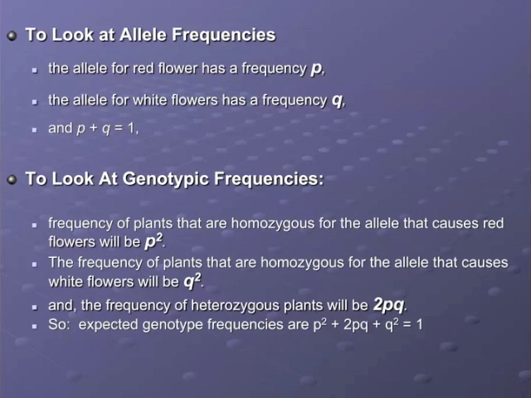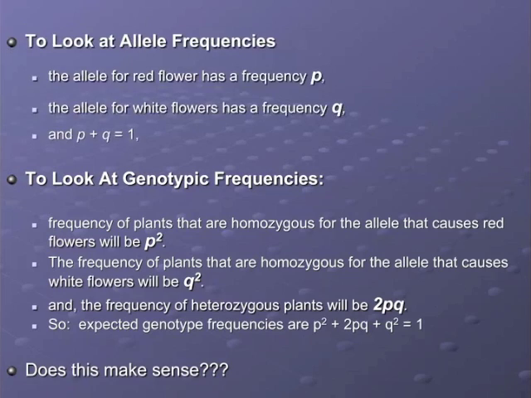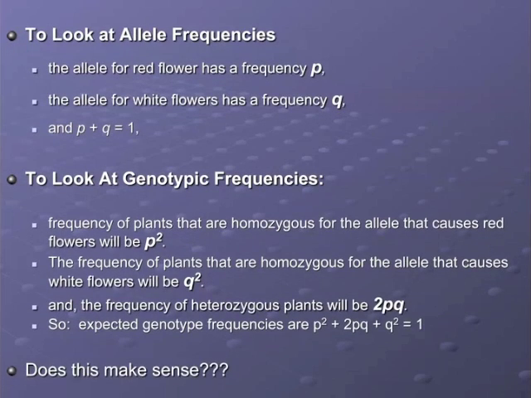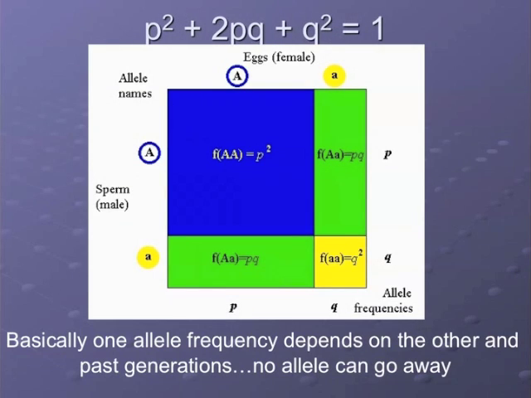And then the frequency for the heterozygous plant would be 2pq, because heterozygous would have one p and one q, and there's two of them because, if you remember back to genetics, you had a 1 to 2 to 1 ratio. And so the expected genotypic frequencies for the next generation would be p squared plus 2pq plus q squared equals 1. So if you look at the actual Punnett square, you'll see here's our idea.